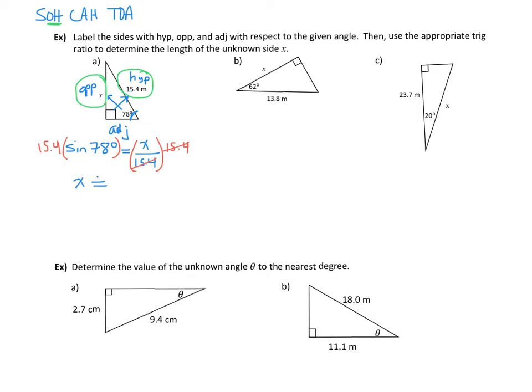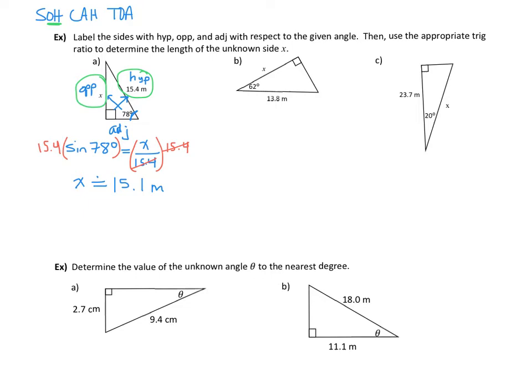So on my calculator, I can go 15.4 times, and then you either go sine 78 degrees, or for mine, I go 78 and then sine, and have to hit equals. And I get about 15.06, which to one decimal place would be 15.1, and our units is meters for this question.